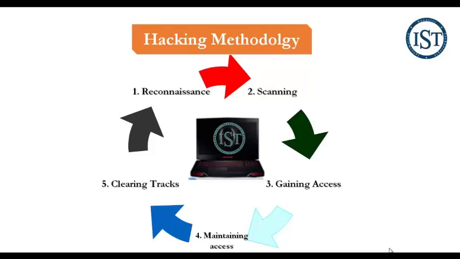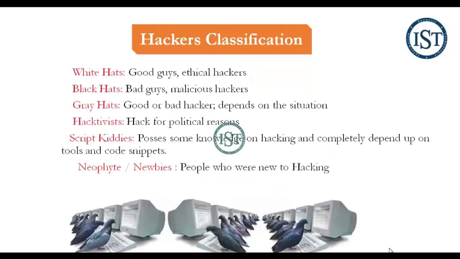And the last and important step is clearing tracks. If an attacker tries to hack into some system, and if he doesn't clear his tracks, he will be caught. So there is no use of doing all these attacks if he doesn't clear his tracks. So for not getting caught, he has to clear his tracks, and that is the last and final and important step. So these are the 5 steps that any malicious hacker follows.